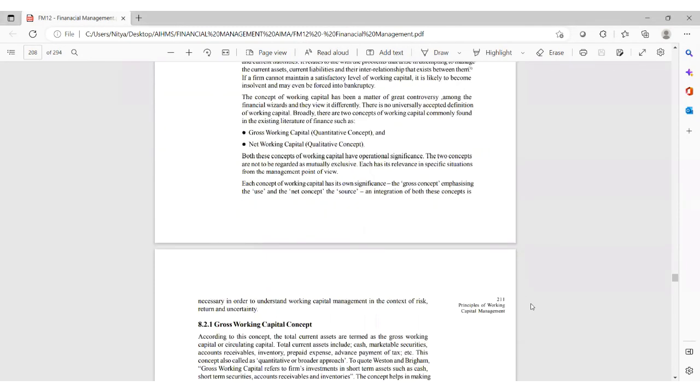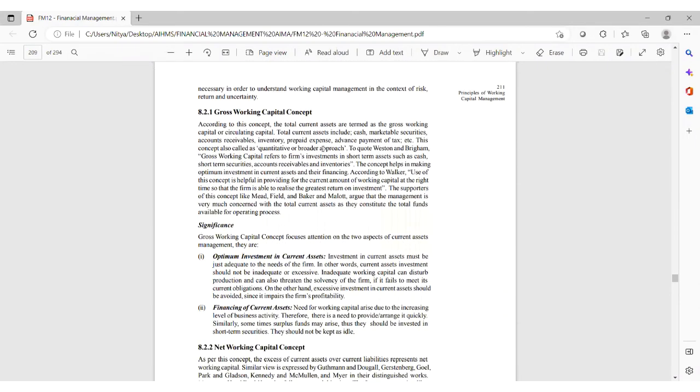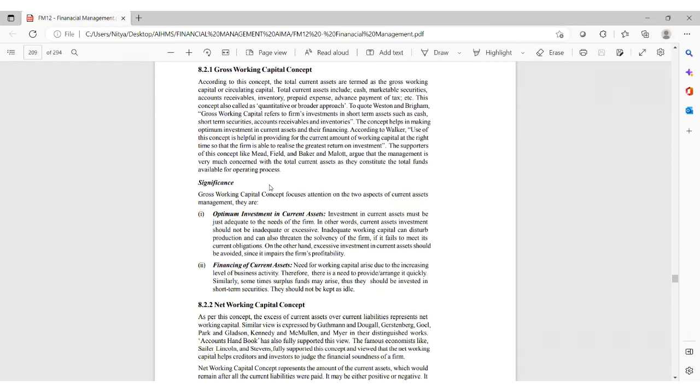Whenever we are talking about working capital, as I told you, it is the capital required for day-to-day operations. This capital is divided into two categories, that is gross working capital and net working capital. When I'm talking about gross working capital, that means I'm talking about a quantitative aspect. But when I'm talking about net working capital, this is more of a qualitative concept. Now, what is the difference between the two? When I'm using the term gross working capital, that means I'm talking about total current assets, which is known as gross working capital, or this is also known by the name of circulating capital, right?